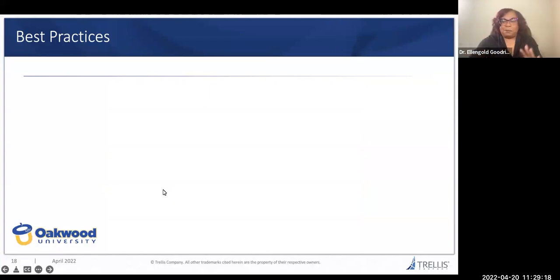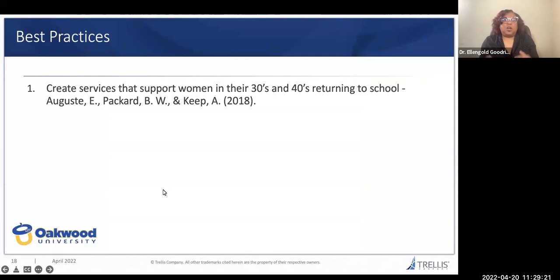So let's look at the best practices. Create services that support women in their 30s and 40s returning to school. You know why? Because research shows that women are doing it. Now, that does not take away from men in any way. Please don't. But I'm just saying, statistically and historically, looking at the data, hands down, more women return to school, are enrolled, and are moving forward when it comes to higher ed, degree completion, or going back.